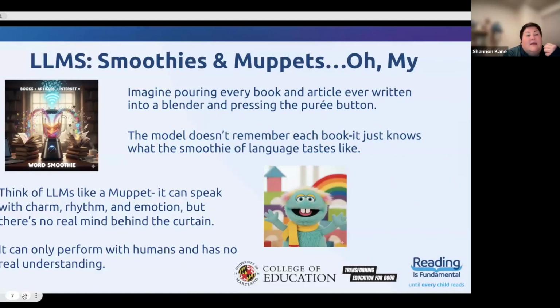And so in some ways we can think of it as a Muppet, right? If you close your eyes and think of your favorite Muppet, they speak with charm and rhythm and emotion, but there's not really a mind behind the curtain. It's the human that has the thinking mind, right? It's the puppeteer, right? And so the Muppet can only perform with a human there. It has no real understanding. And as someone from the University of Maryland, Jim Henson and Kermit shout out, right? I feel like this Muppet analogy really speaks to me, right?